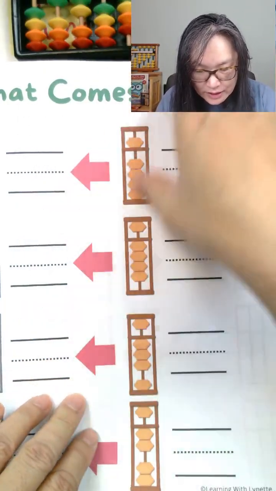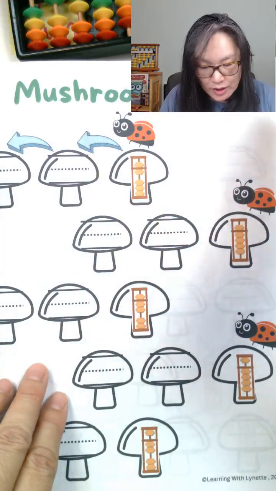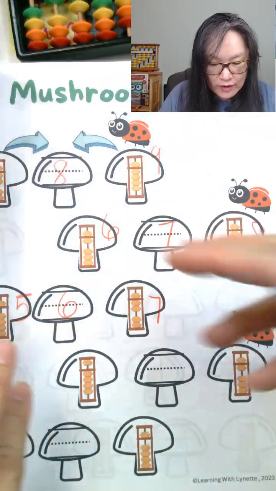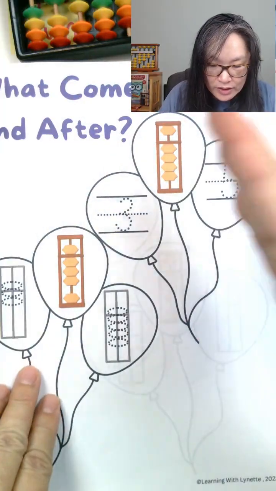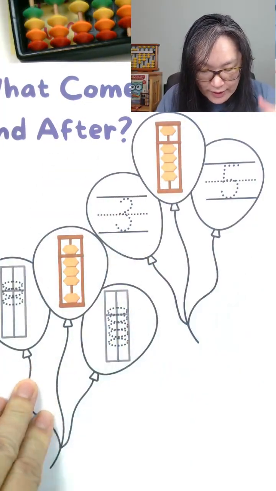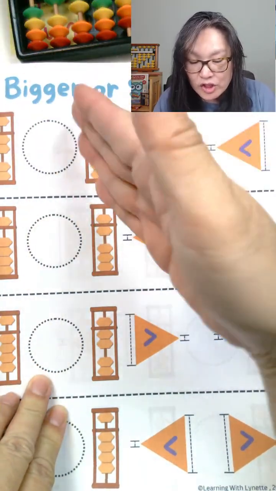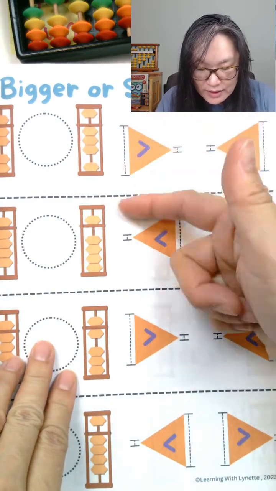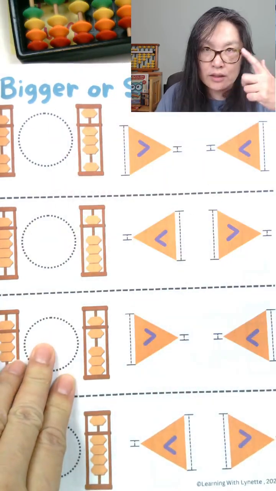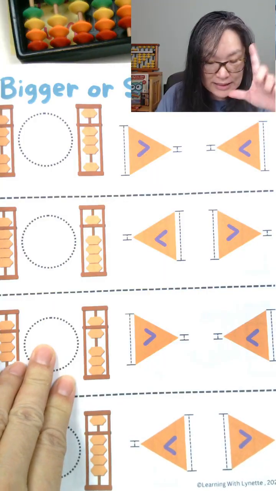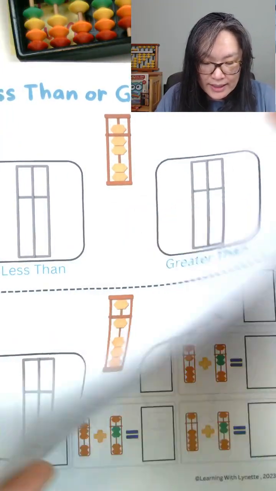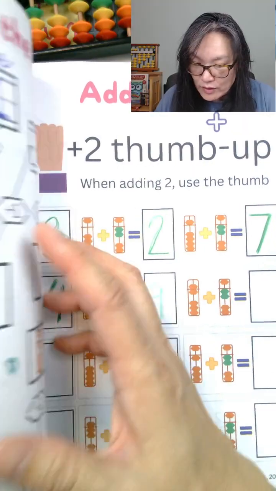So the idea here was to understand the relationship of the numbers. We count backwards, we count forwards, we figure out what the numbers in between are, and we understand what the numbers surrounding them are. Then we figure out which number is bigger and which is smaller, and I wanted them to understand how to use the greater than sign and the less than sign. Then we start going into adding and subtracting.